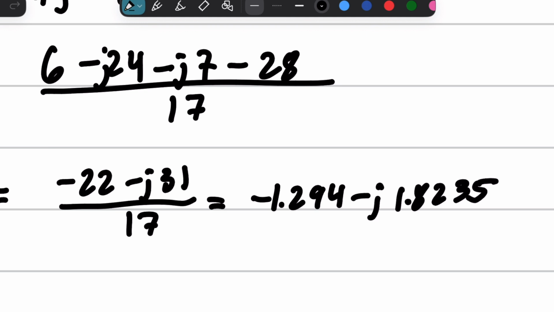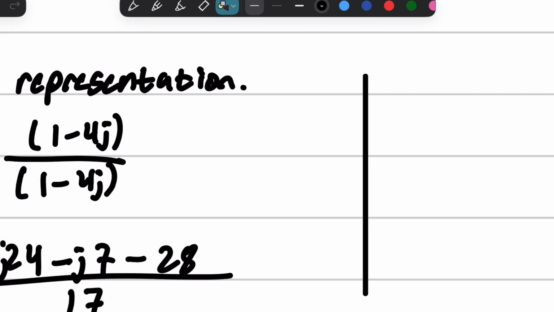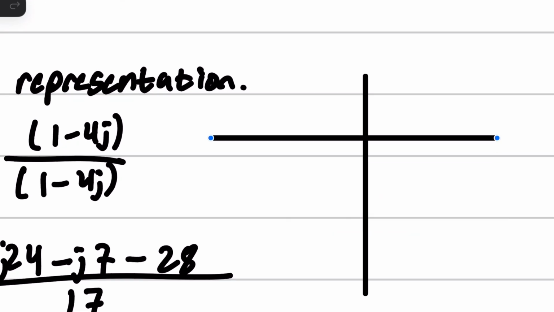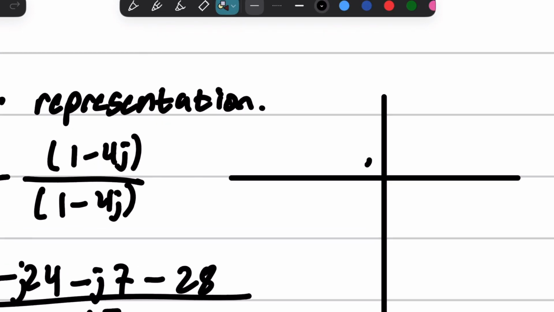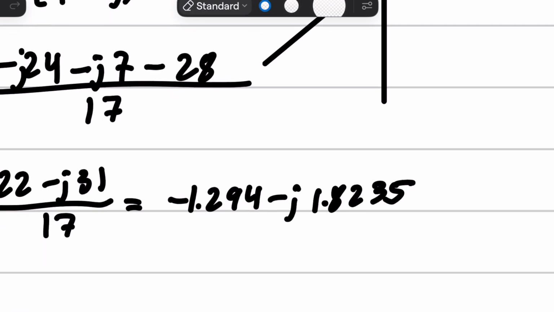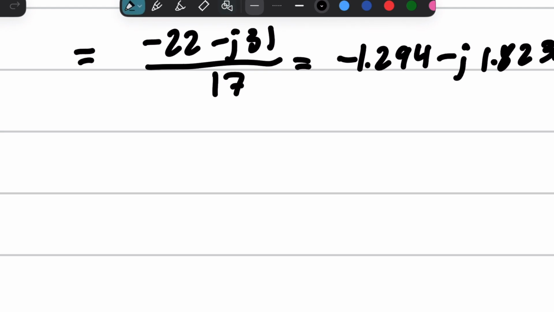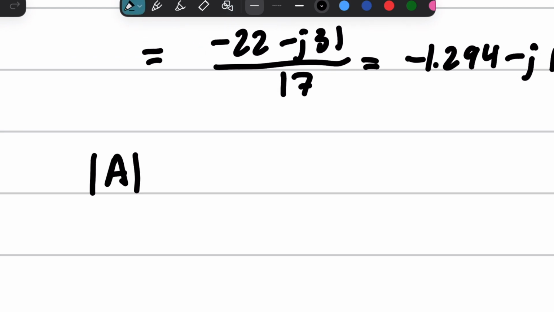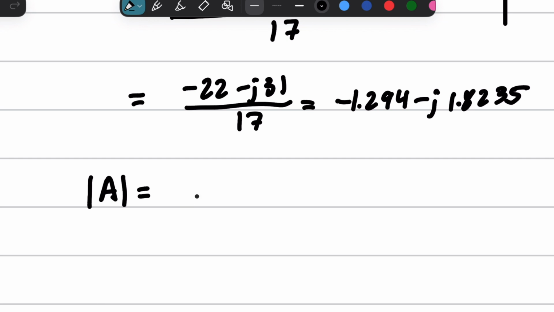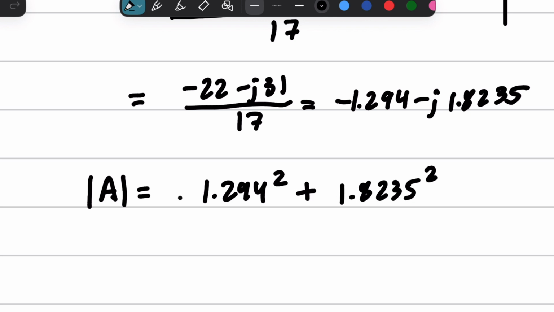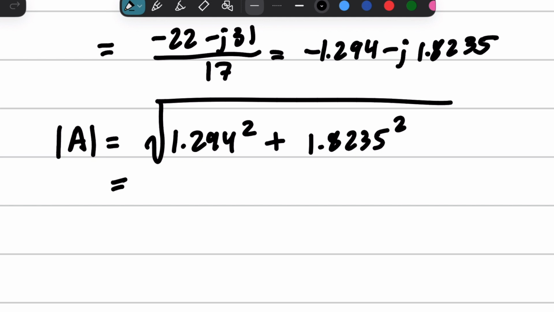1.8235. Now, you should be on edge right now because this is in the third quadrant, because we have both negative coordinates, and so it's going to look like this. So with that in mind, we're going to go ahead and actually calculate the amplitude. And so the amplitude is just simply going to be 1.294 squared. And I'm not going to write the negatives because they're already taken care of, but I would highly recommend that you do, so you don't forget that that's actually what you're putting in here.